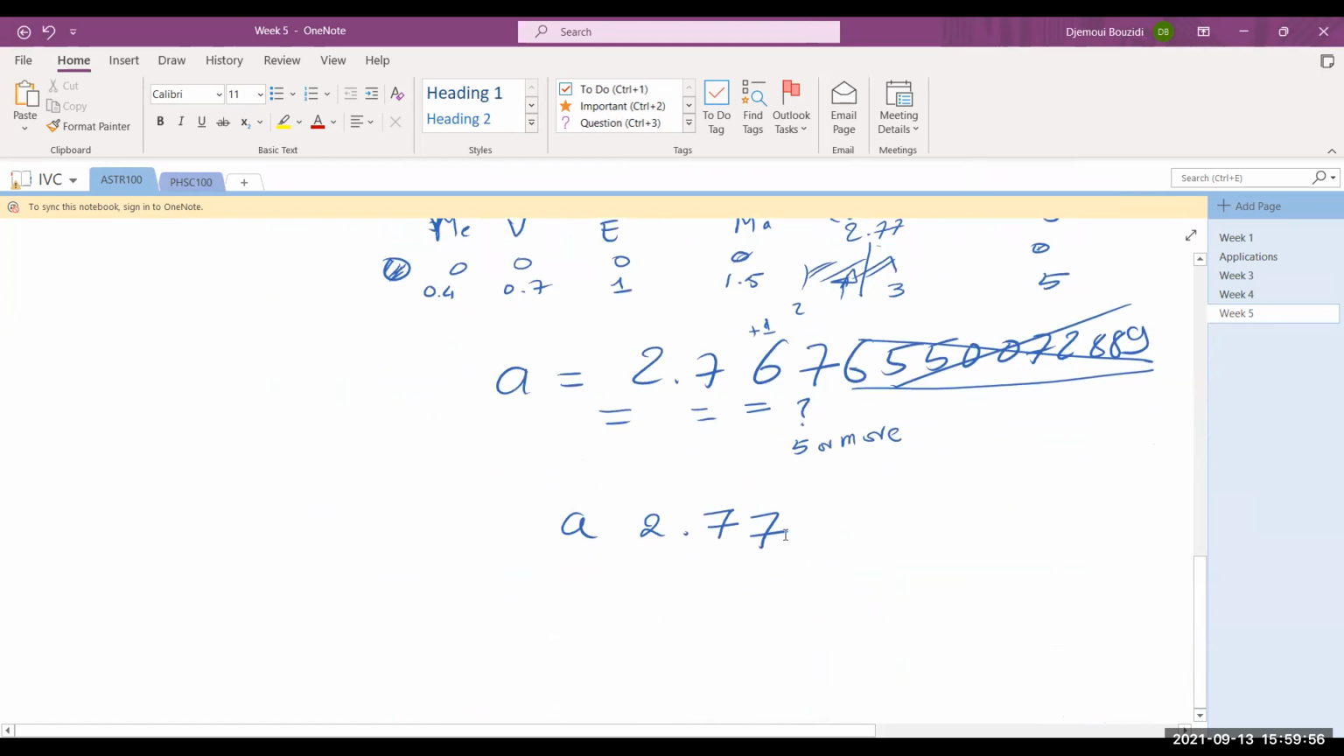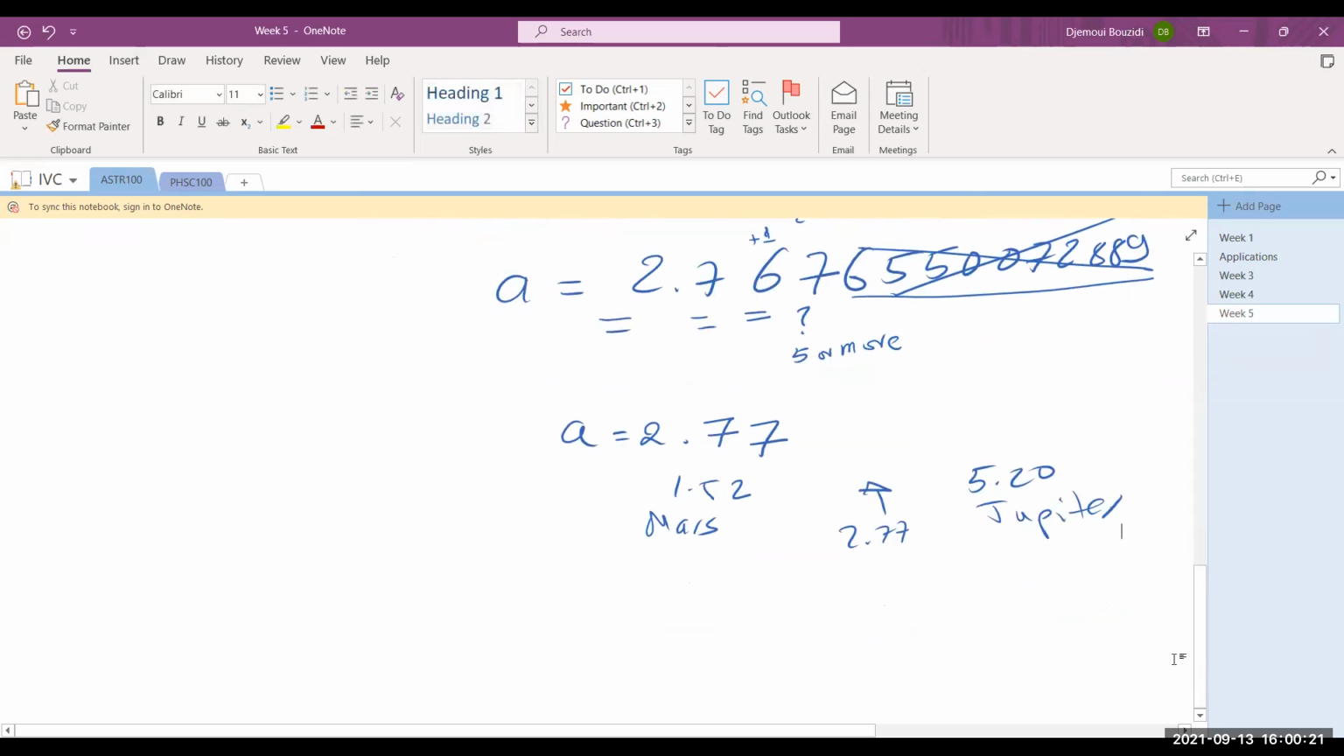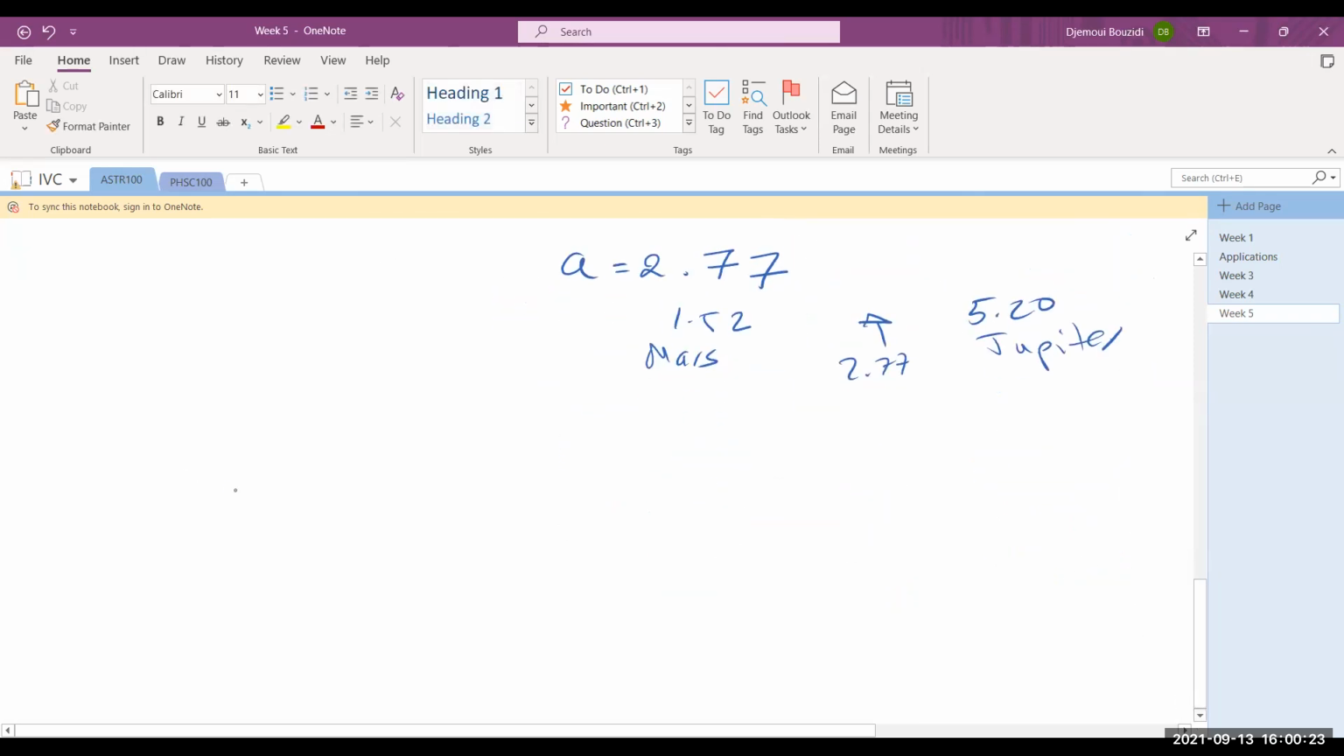And you answer. Now, since the answer is more than that of Mars but less than that of Jupiter, I know it's somewhere in here because the answer is 2.77. 2.77 is clearly more than 1.52 and less than 5.2. So that means it's between Mars and Jupiter. And that's exactly what we saw earlier when we looked at the animation. Okay, so that's 10. Let's look quickly at 11, 12, 13, and 14.